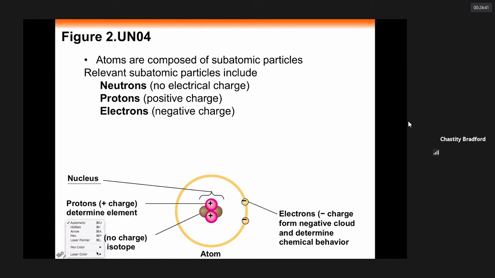But Dr. Bradford, what don't you need us to know? I want you to know it all. Your electrons are forming a negative cloud around the atom, and they determine the chemical behavior, how it behaves. What else do you need to know? Neutrons determine isotopes. Protons determine elements. Electrons determine the chemical behavior. Protons tell you about the element. The neutrons determine the isotope.